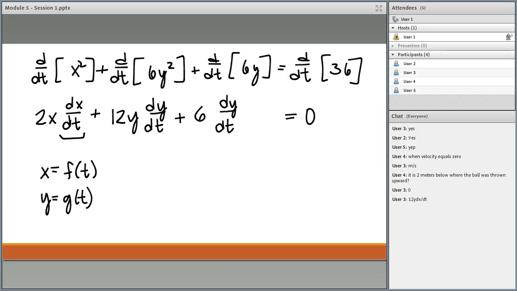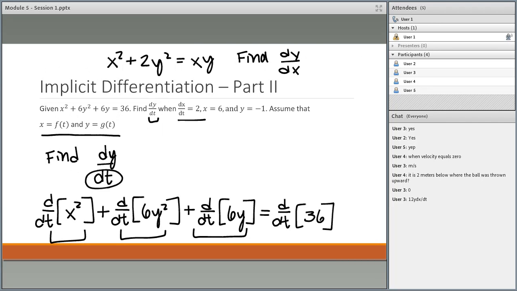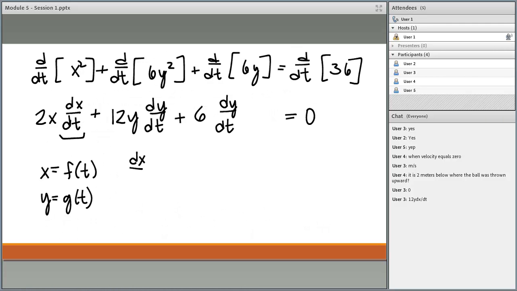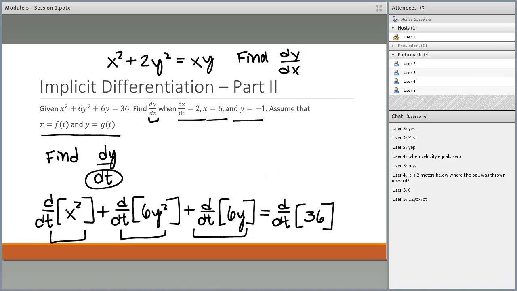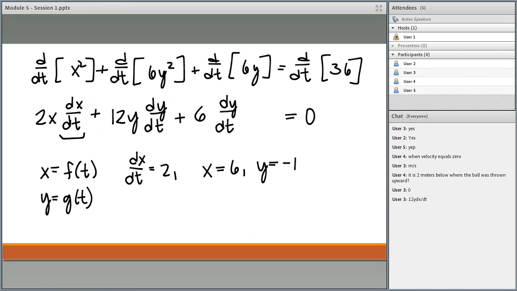We were also given some other information. We were given that dx dt equals 2, x equals 6, and y equals -1. Just making sure I copied those down correctly. And now we have everything that we need.